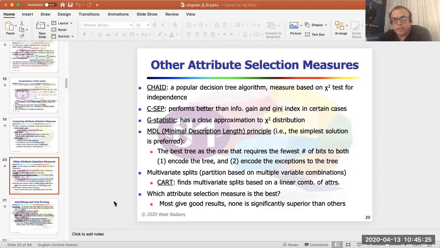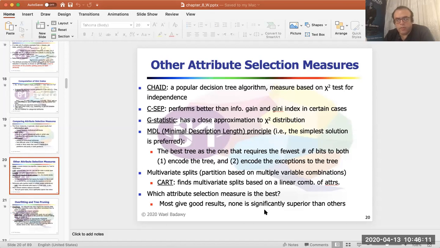In the literature, there are so many other attribute selection criteria, like CHAID, which is a popular decision tree algorithm based on the chi-squared test for independence. C-SEP performed better than information gain and Gini, and for some cases there is G statistic, which is a close approximation of the chi-square distribution. There is minimal description length and multivariate split, and these criteria give good results. None is significantly superior to the others.